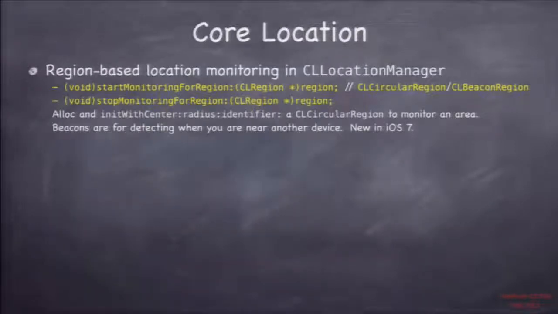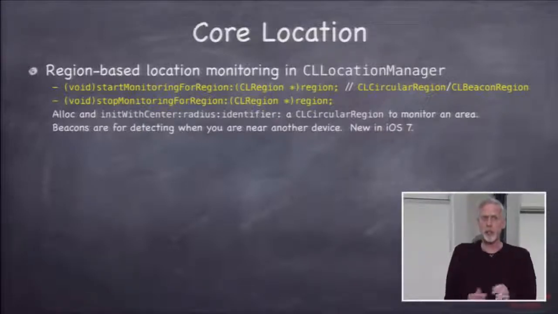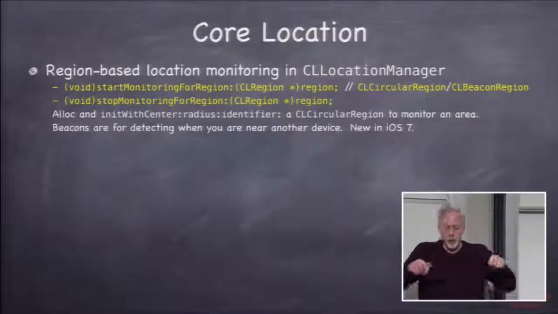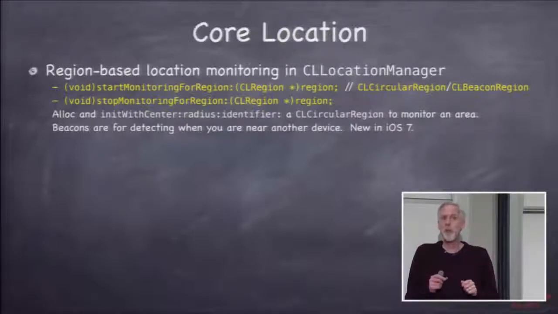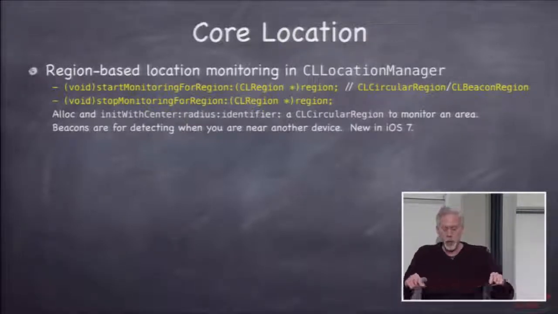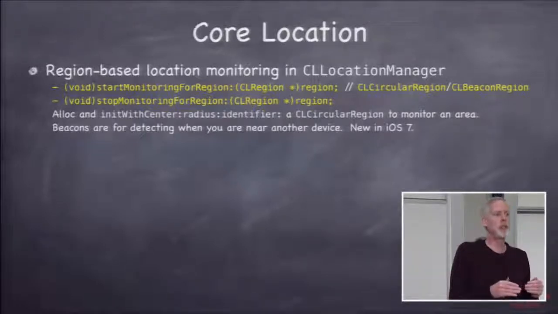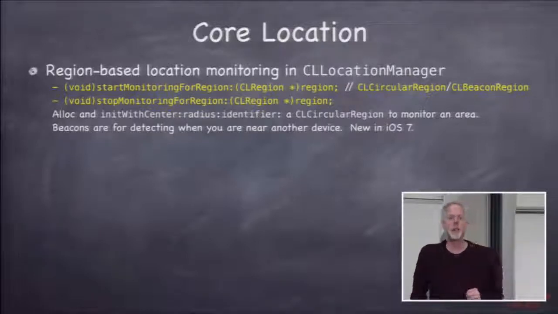Another way to find out in the background is region-based monitoring. Very similar, except here you actually specify either a circular region or you can also specify a beacon, and I'll talk about that in a second. So you specify a circular region on the planet, a coordinate and then a radius around it. If the user goes into that region, you'll get notified. Your delegate will be sent a message, or you'll get launched if necessary, and you'll find out.